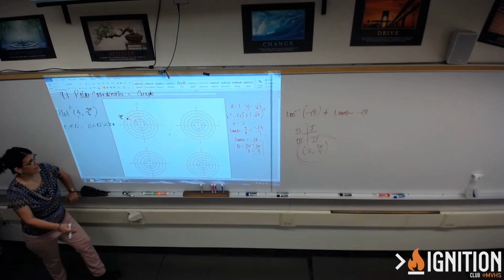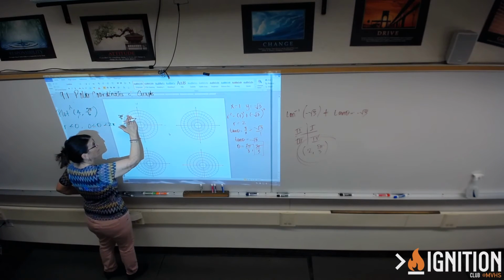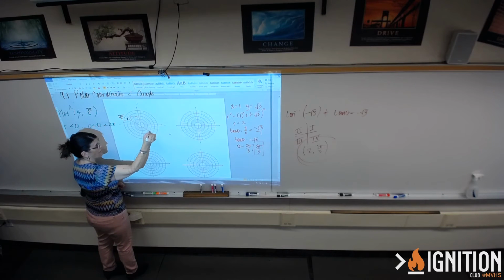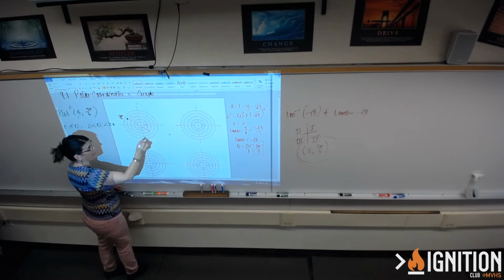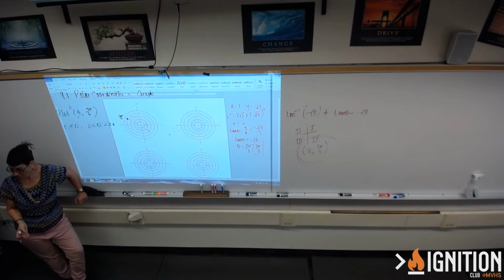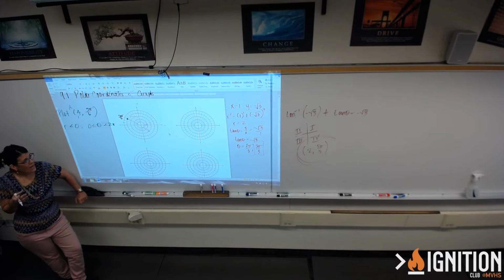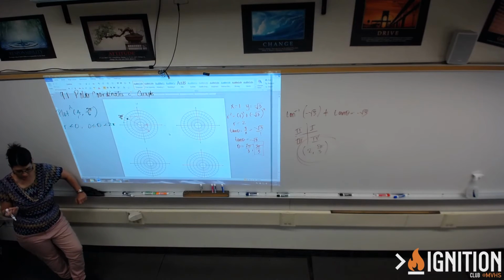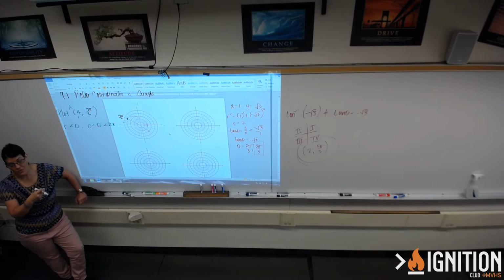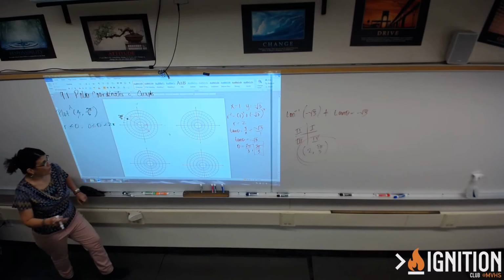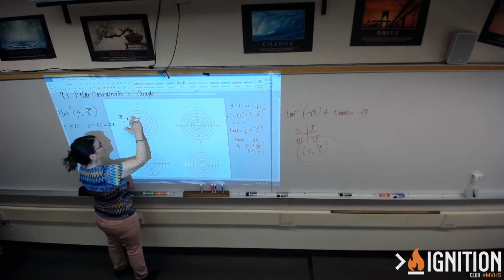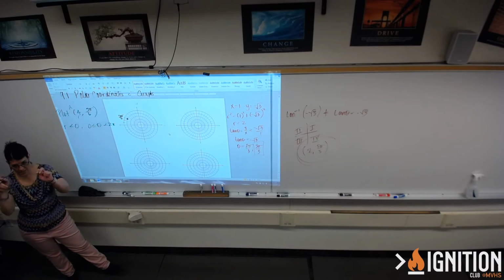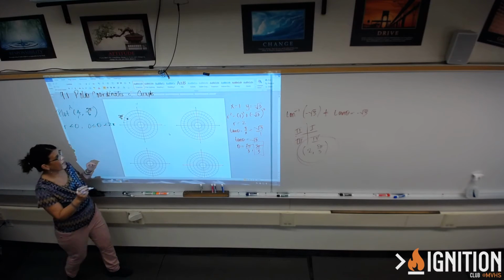Negative radius, you would find 5 pi over 6 and go the opposite direction. That would be a negative radius. So where does my angle need to lie if I want to use a negative radius and get to 5 pi over 6? Fourth quadrant. What's 5 pi over 6 in the fourth quadrant? 11 pi over 6.